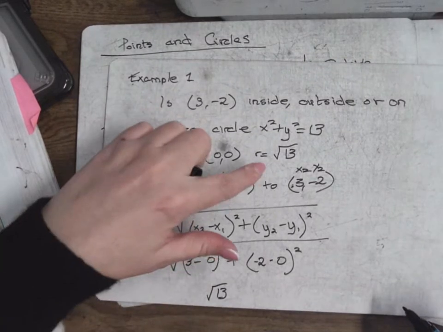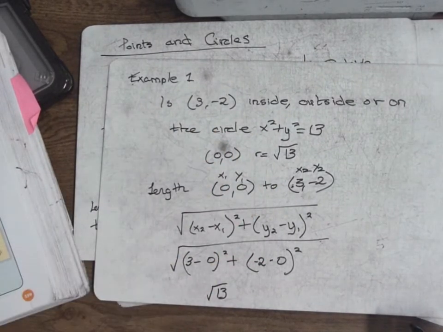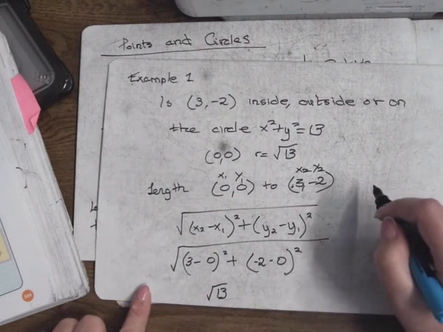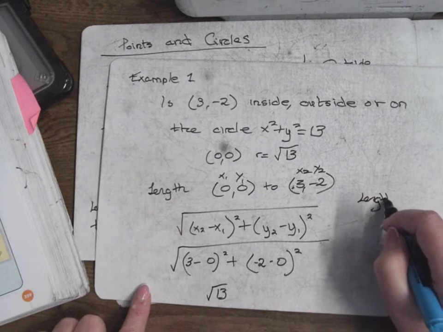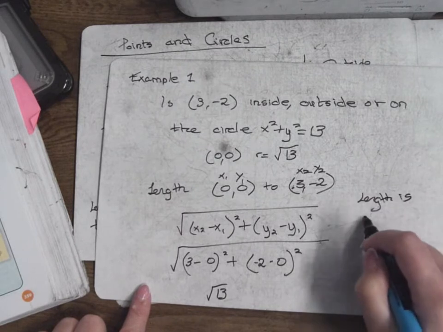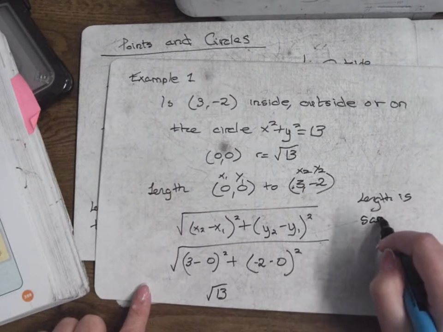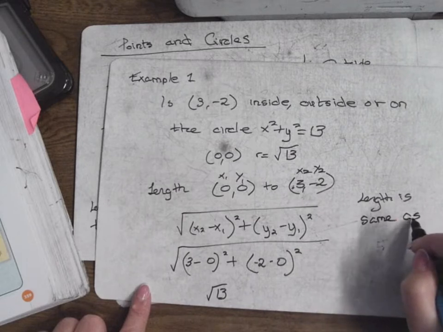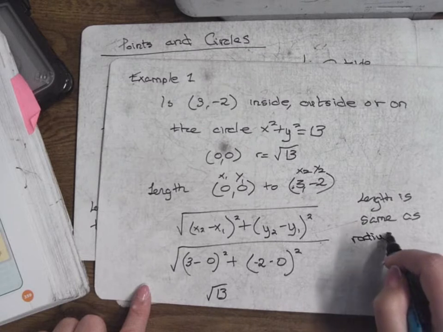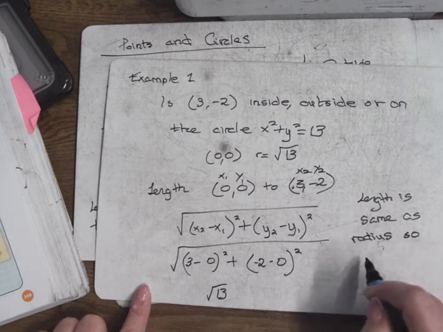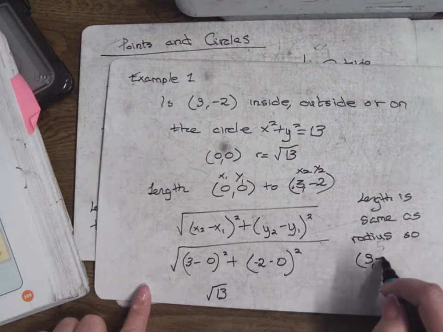Tell me, is it the same as the radius? Is it bigger than the radius? What is it? Same as the radius. So the length is the same as the radius, so it's on the circle. So 3, minus 2 is on the circle.